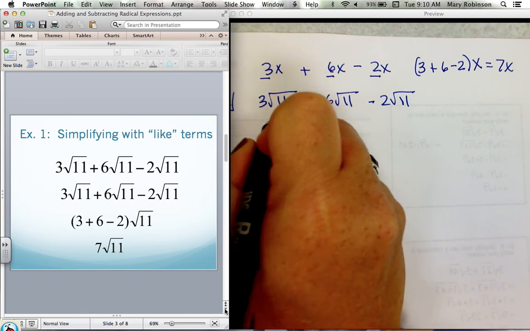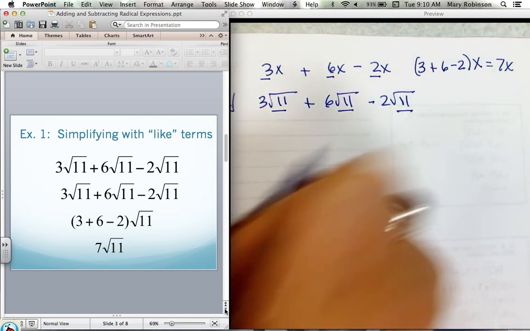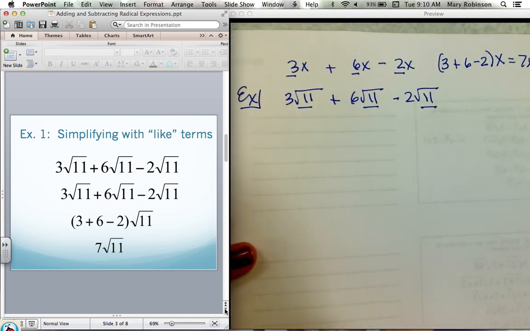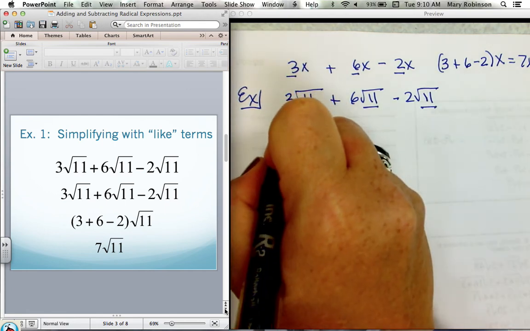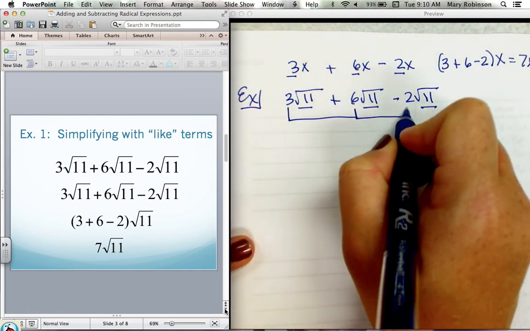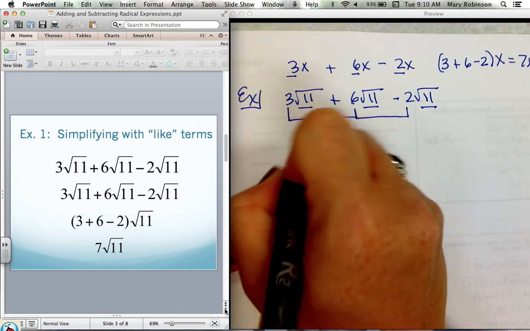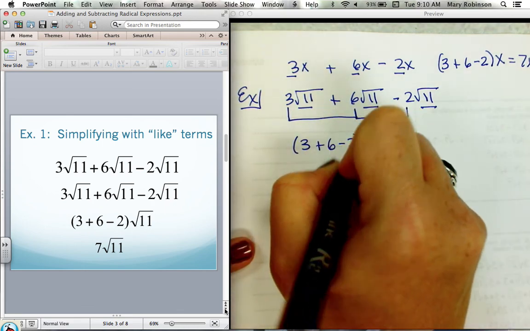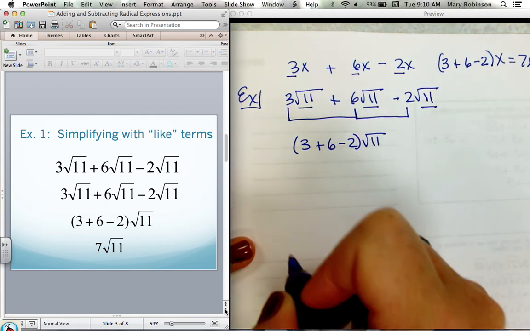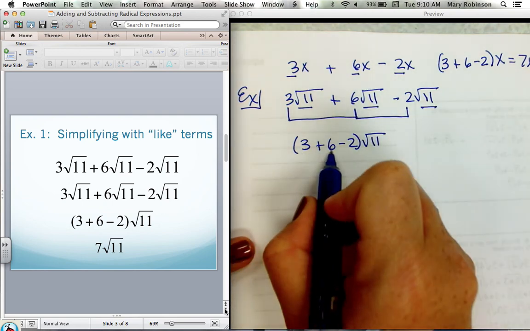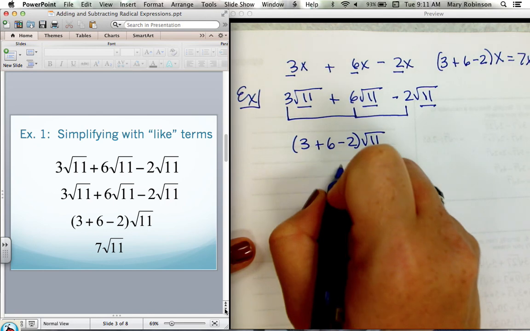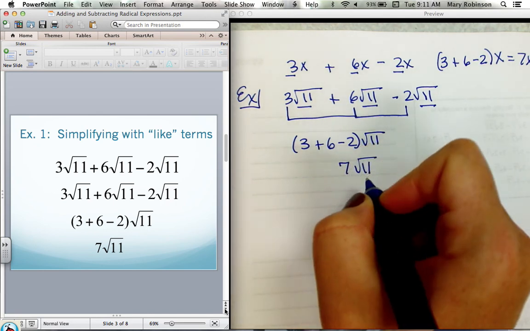Similarly, when we recognize that we have like terms, notice all three of these terms have the square root of 11. That simply means we want to take the 3, the 6, and the negative 2 and combine them, leaving the square root of 11. The 3 plus 6 again is 9, minus 2 is 7, square root of 11, and we want to stop there.